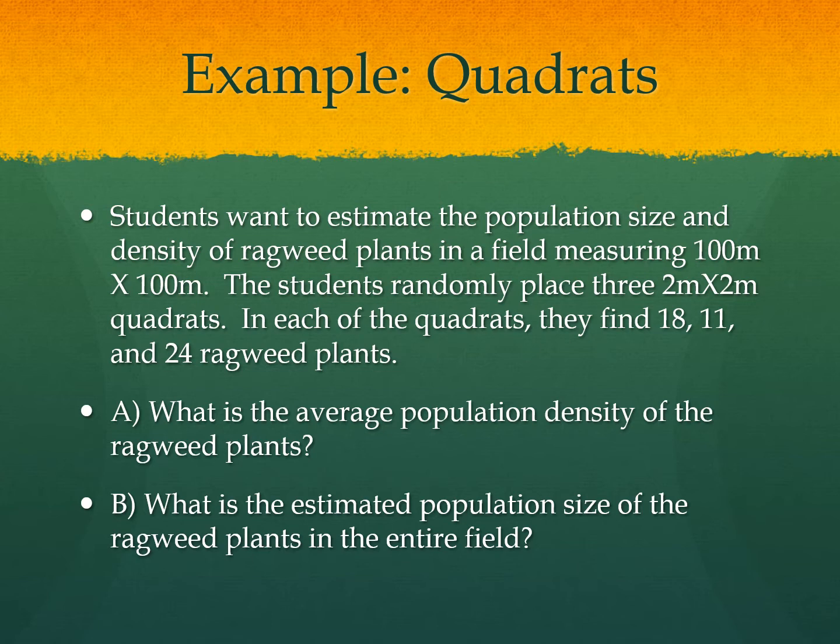If students want to estimate the population size and density of ragweed plants in a field that measures 100 meters by 100 meters, the students randomly placed 3 quadrats. Each quadrat is 2 meters by 2 meters. And in each of the quadrats, they found 18, 11, and 24 ragweed plants, respectively. So the first question that we can answer is, what is the average population density of the ragweed plants? And then for B, what do we estimate the population size of ragweed plants to be in the entire field of 100 meters by 100 meters? So we're going to try to figure out how many ragweed plants there are roughly in an entire field based just on these 3 squares that we're placing randomly within that field.